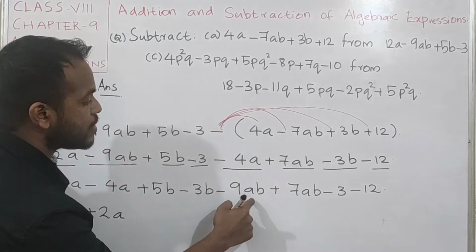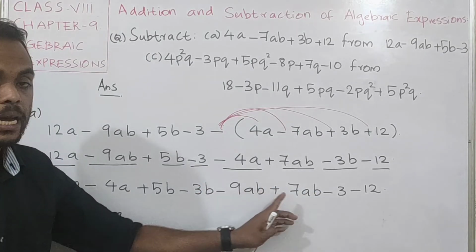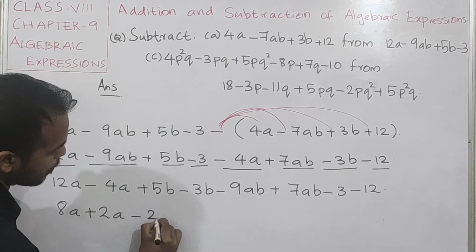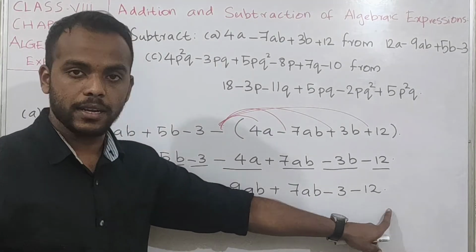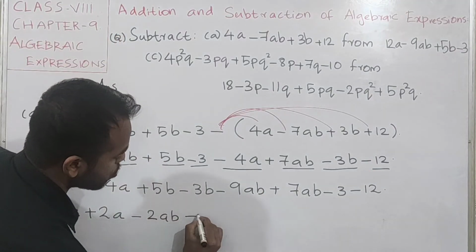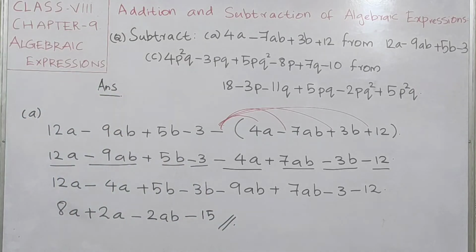Then minus 9ab plus 7ab. It's simply minus 9 apples plus 7 apples. What's that? It will be minus 2 apples, which is practically not possible, even though. Then minus 3 minus 12. This is basic mathematics only. So I will write it as minus 15. So this will be our final answer. I hope you understood this one.